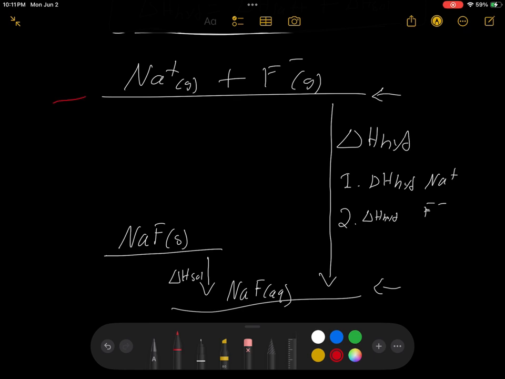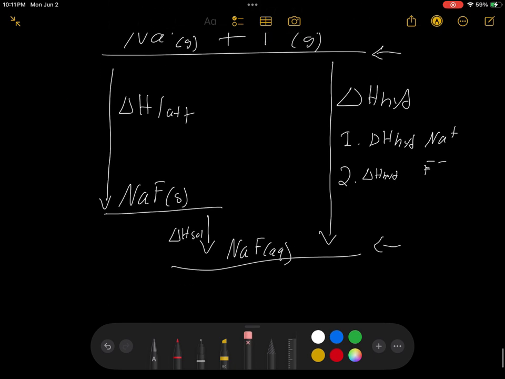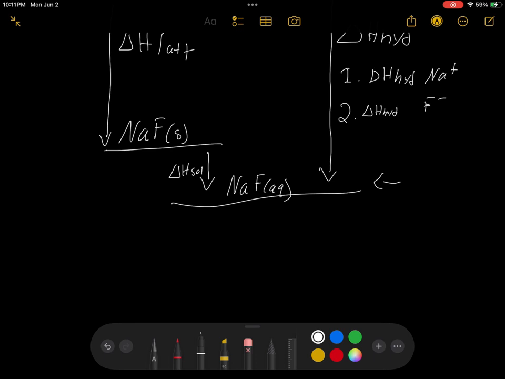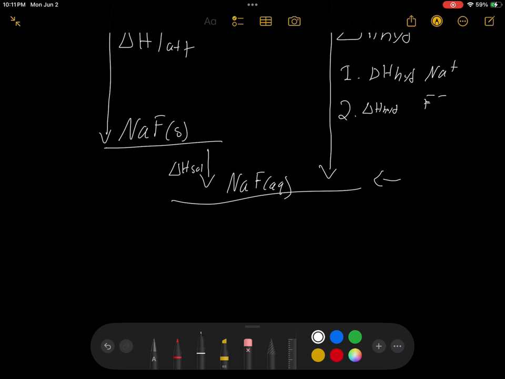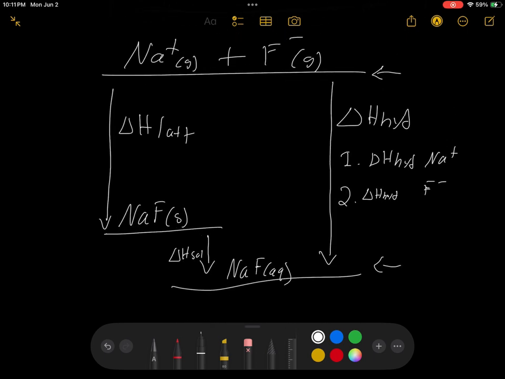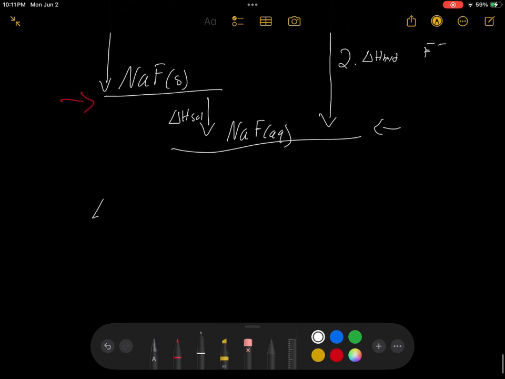Now, how do I get this step? Think: how do I go from solid to gaseous or gaseous to solid? Gaseous to solid is just delta H lattice energy. So I've completed my cycle, and from here I can calculate what I need. Let's say I wanted to find delta H solution. I know that delta H lattice was going from this platform to this platform, so that is one side of the diagram.